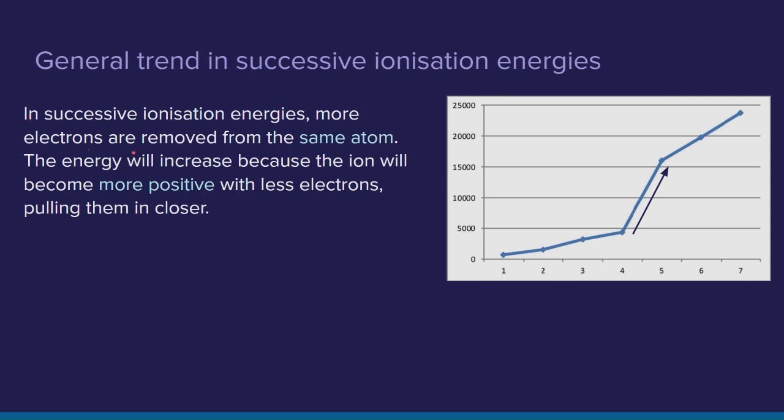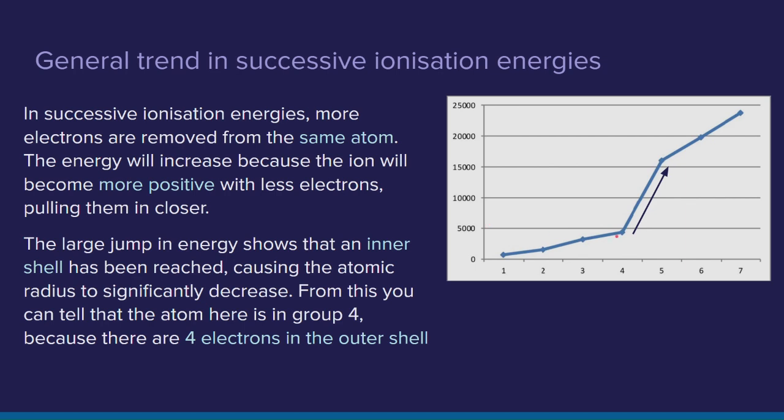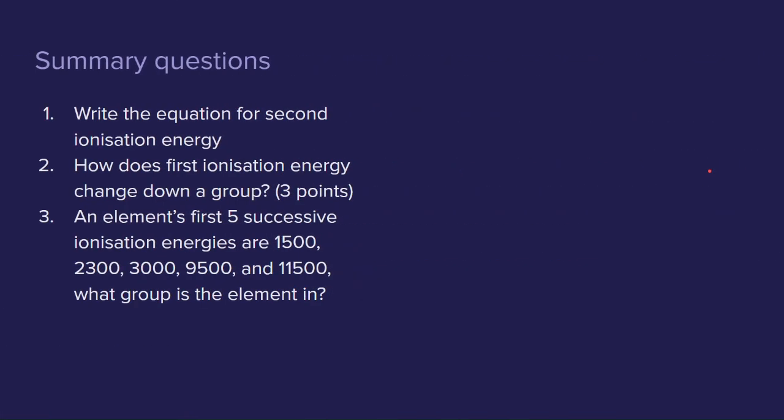General trend in successive ionization energies. In successive ionization energies, more electrons are removed from the same atom. The energy will increase because the ion becomes more and more positive as you remove electrons, so that pulls the remaining electrons in closer. This large jump in energy shows that an inner shell has been reached, causing the atomic radius to significantly decrease, which then increases the ionization energy. From this, you can tell that the atom here is in group 4 because there are 4 electrons in the outer shell. So these 4 are all in an outer shell, and when you go up here, that's an inner shell.